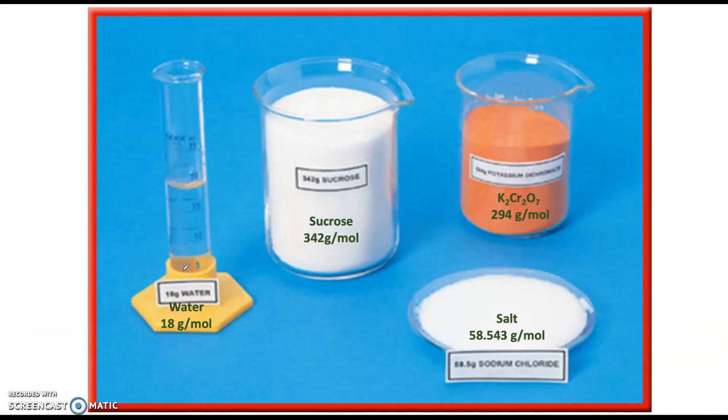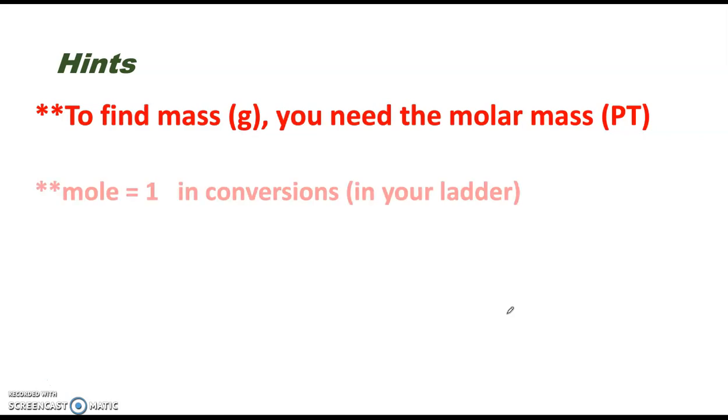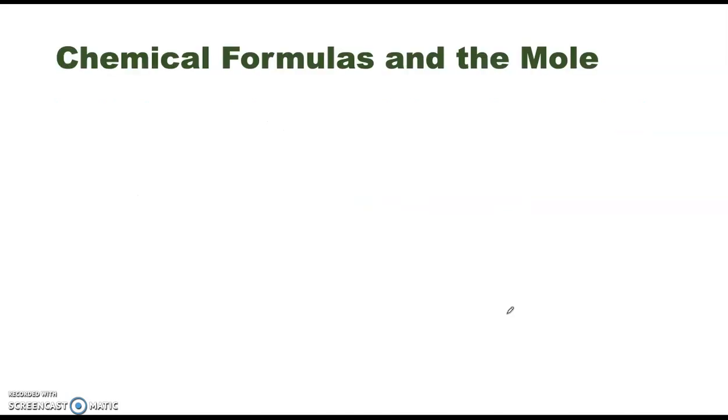So here's the molar mass of a bunch of different compounds, including the mass. So you can see a sample of water. 1 mole of water weighs 18 grams. 1 mole of sucrose. You got a mole of potassium dichromate and a mole of salt here. Now hints to find mass. You need the molar mass from the periodic table to get the molar mass. You'll look that up on the periodic table. When you do a mole conversion, the mole will equal 1. So wherever the mole is on your ladder, top or bottom, that's where the 1 will also go.